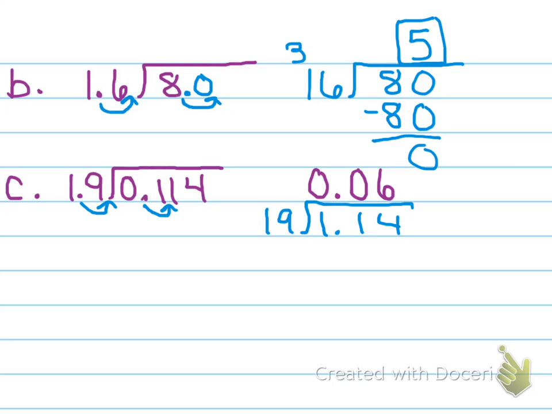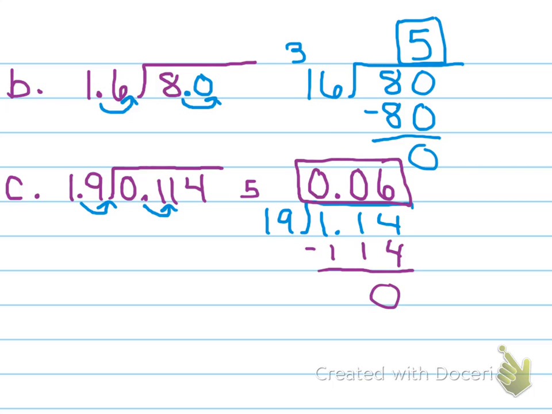Okay, when I do that, notice that 19 cannot go into 1 at all, so I place a 0 there. 19 cannot go into 11 at all, so I place another 0 above the 1 in the tens place. And then 19 can go into 114, and it is about 6 times. Now when I multiply it out, it does work out evenly, so my answer is 0.06.